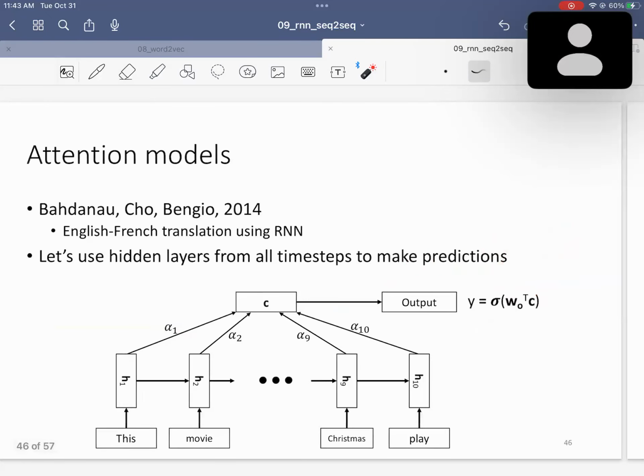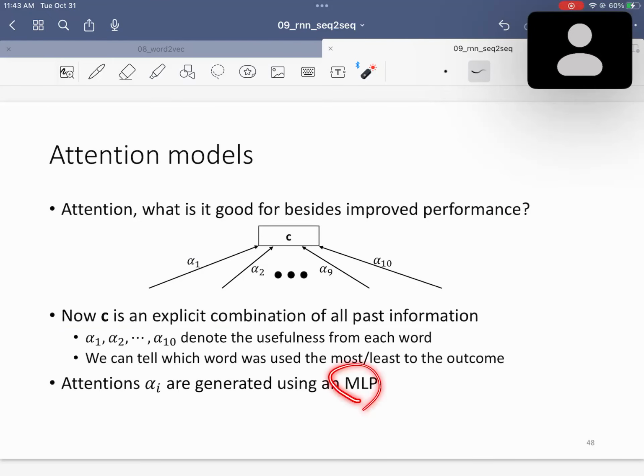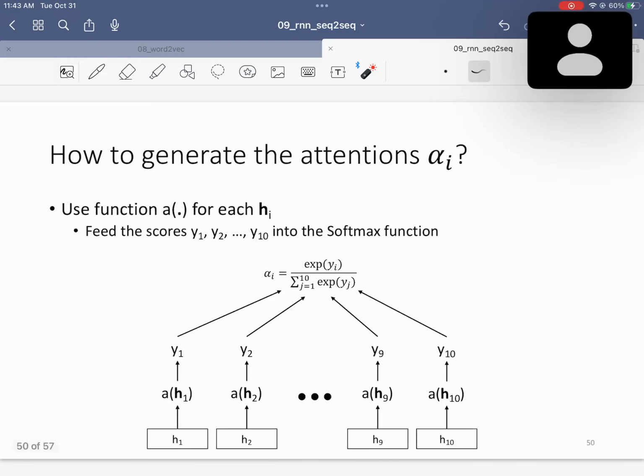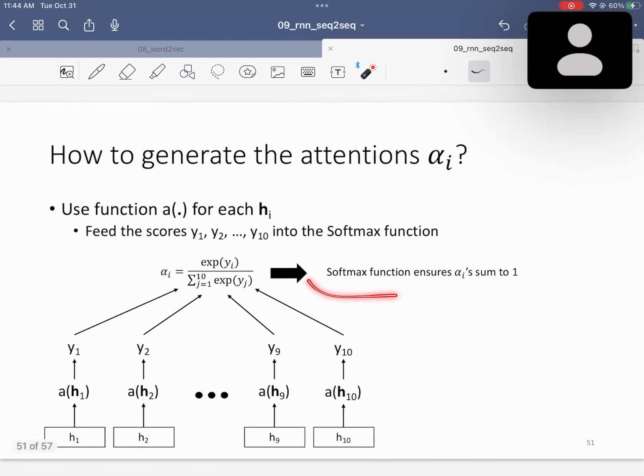And note that this attention function doesn't actually have to be an MLP. It could be anything. The attention function is just some function that generates a scalar value, and that scalar value will be put into the softmax function, and that's it. It could be an MLP, it could be a CNN, it could be an RNN. It doesn't really matter. It's just some function that accepts the hidden layer and then generates a scalar value.